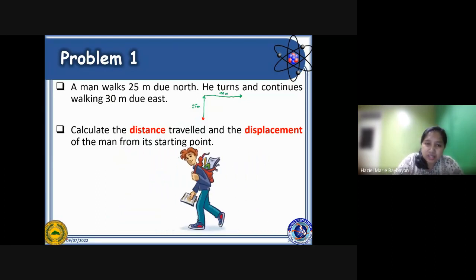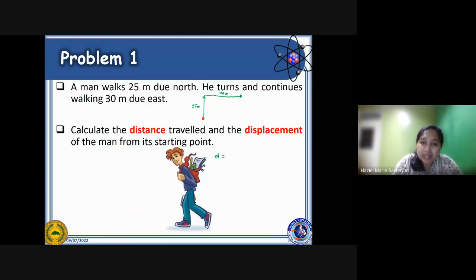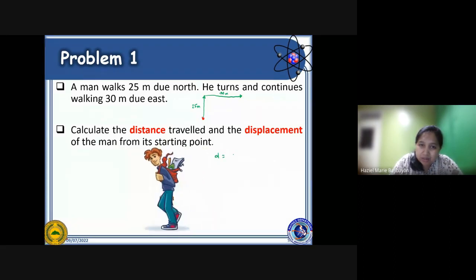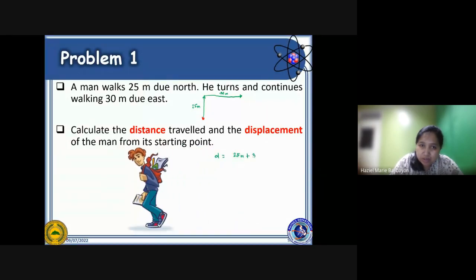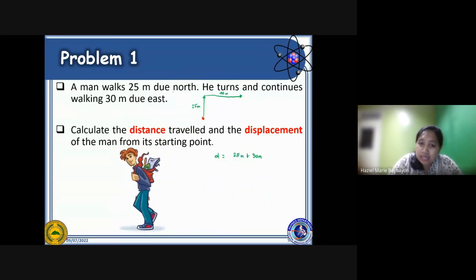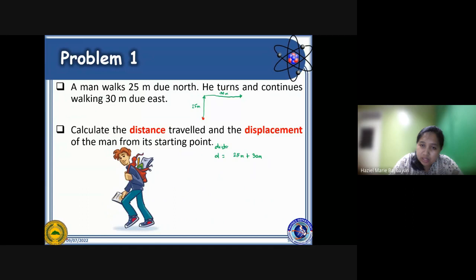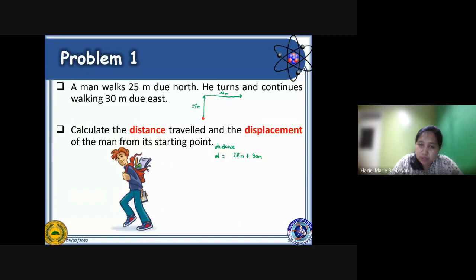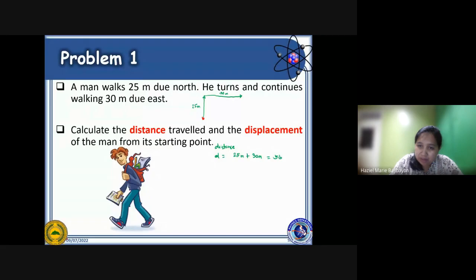Now, the distance traveled by this man is just the total length of path taken by the man. So you can just add 25 meters plus 30 meters. Okay, so it does not matter which direction he went, as long as we are getting the distance. The direction does not matter. So distance equals 25 meters plus 30 meters, which is equal to 55 meters.